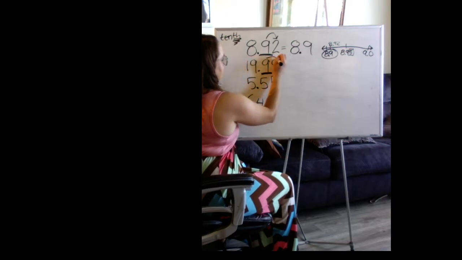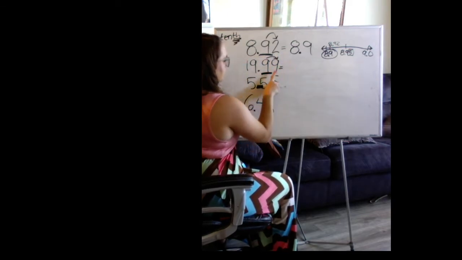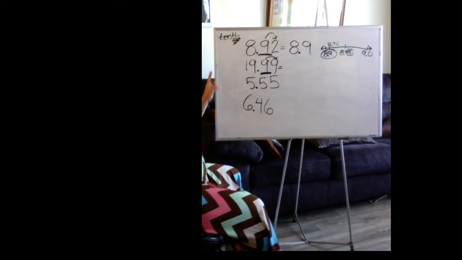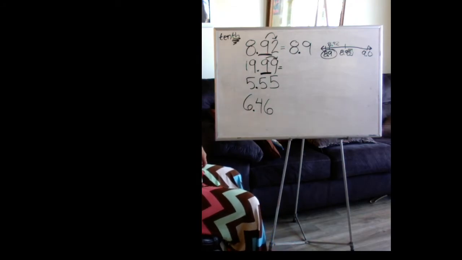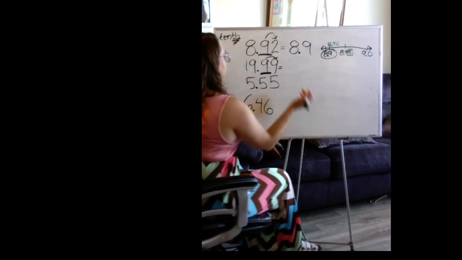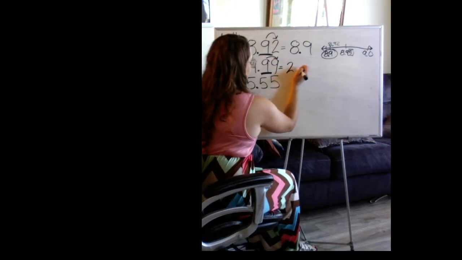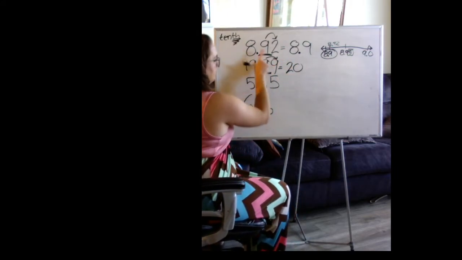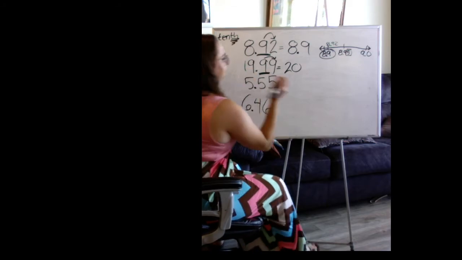For my next one, I'm underlining that 9. I'm looking to the other 9. 5 and above, raise it up. 4 and below, stay the same down low. So that 9 is clearly 5 and above, so it's going to push that other 9 up. But wait, because of that, all of my other numbers get pushed up. So my final answer here is 20.